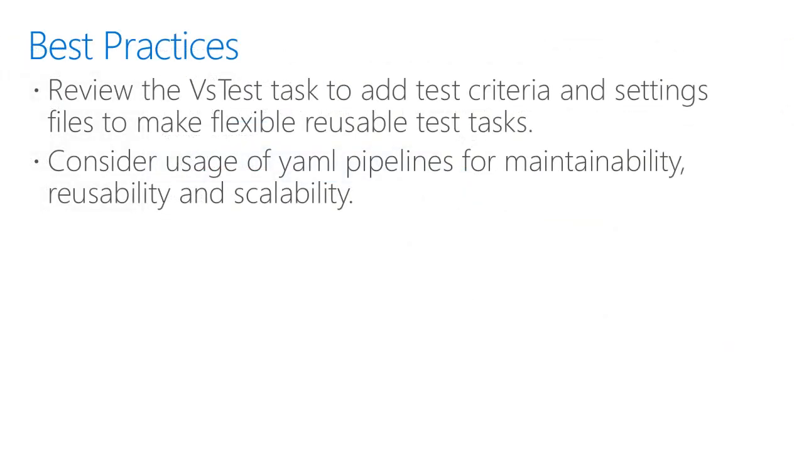For best practices for working with build pipelines in EasyRepro, review your VS test task and work with the test criteria. This seems to be the best way to ensure that your pipelines don't get out of control and run hundreds and hundreds of tests. So look to really focus on understanding what you can do to restrict and filter, using the decorations that you can add to your unit test. Also, finally, consider using YAML pipeline for maintainability, reusability, and scalability.